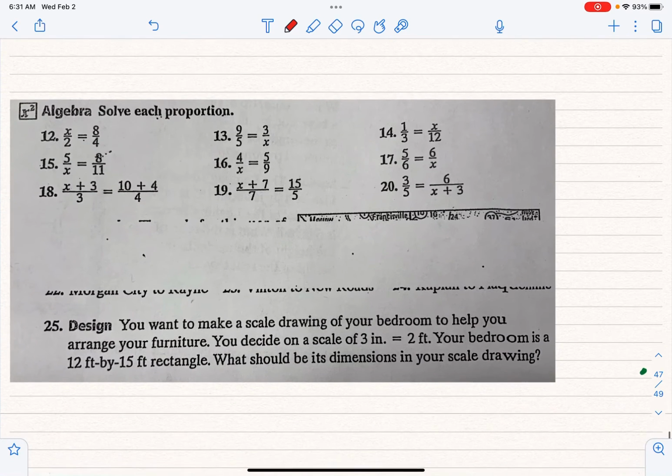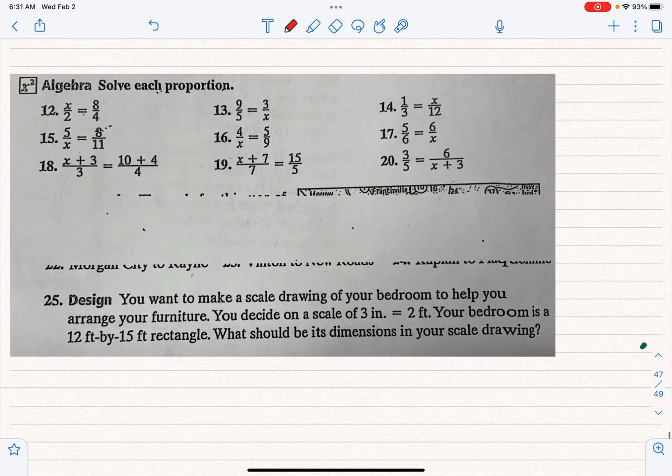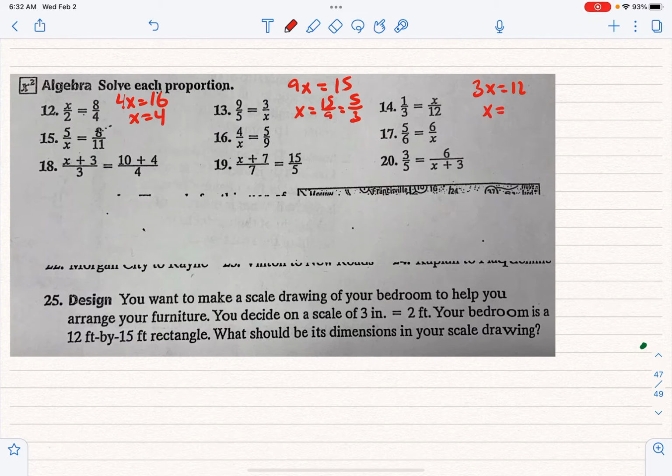I got you. Okay, 12 through 20. Now we're solving proportions. I'm going to move through these really quickly because this is definitely 7th and 8th grade math. Okay, this first one, number 12, we cross multiply. We get that 4x is equal to 16, so therefore x is 4. Number 13, we get that 9x is equal to 15, so therefore x is 15 ninths, which reduces to 5 thirds. Number 14, 3x is equal to 12, so therefore x is equal to 4.